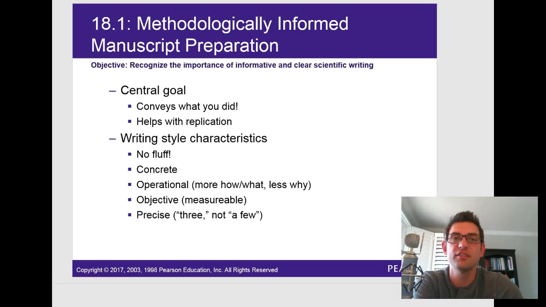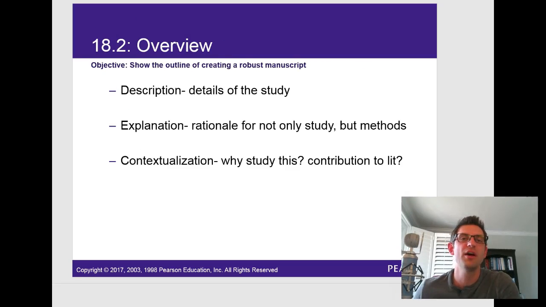We don't need to know your thoughts and feelings about things or your reactions to things, just what happened and how it was done. Be as objective as possible, meaning make things measurable. Again, looking at, can someone else replicate this if they wanted to? And be precise. So instead of saying a few or many of the patients or subjects did this, instead be very precise so that we know exactly who did what and when and where and how. All right, so we want to be really clear about the details of the study.